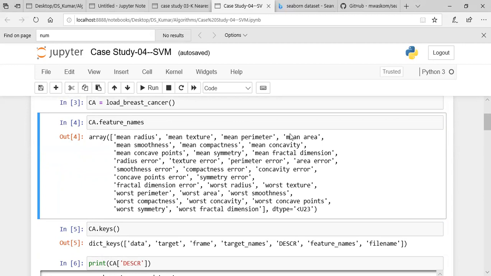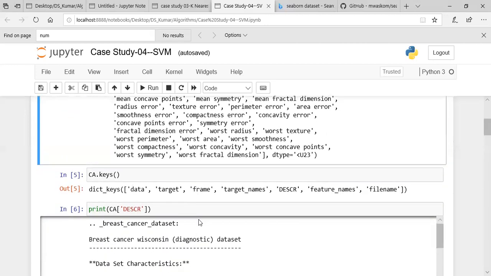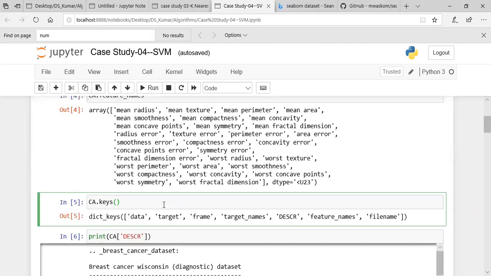Okay, because these are all the features which are really helping to get whether it is malignant or benign. Okay, benign means no cancer, and malignant is a cancerous cell, so that they can segregate those kind of aspects. And here we have certain keys.